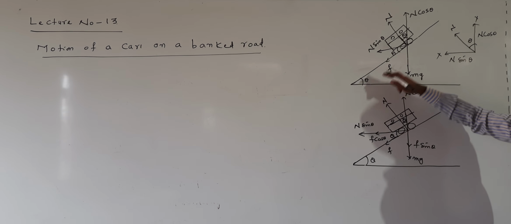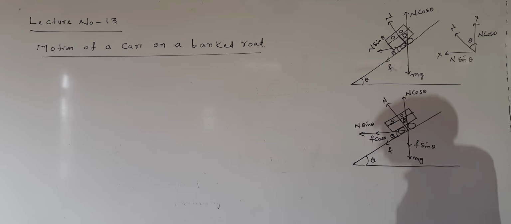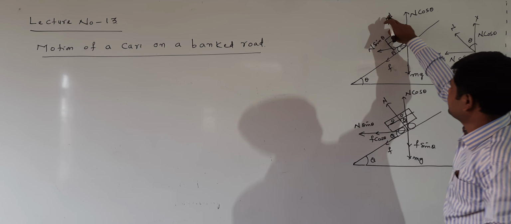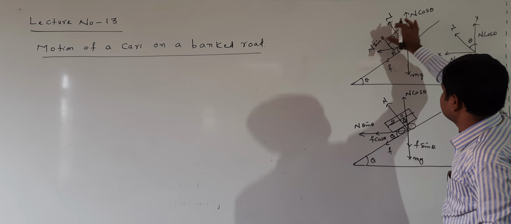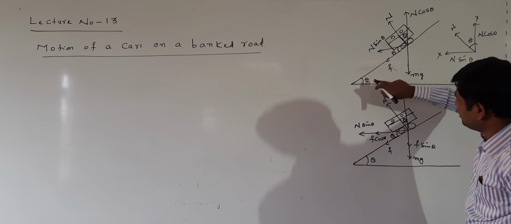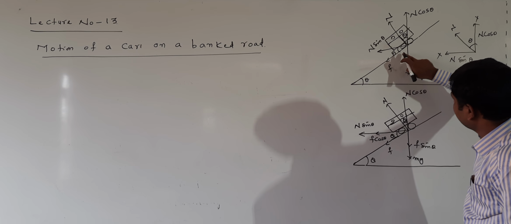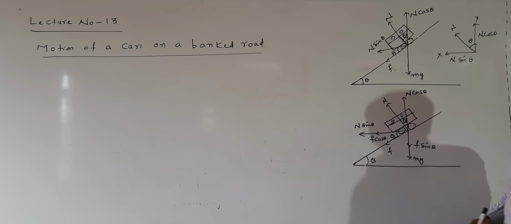This frictional force is also acting in this direction. This angle is theta, which means this angle is also theta. Now this normal reaction is acting in this direction. It is dividing into two components, one is n cos theta, another one is n sin theta. Frictional force is acting in this direction. Here the angle is theta, so this angle is also theta, and here the angle is theta, so this angle is also theta.